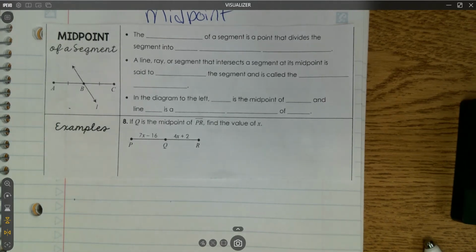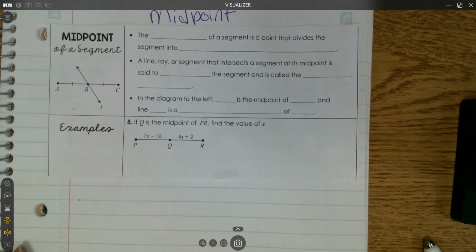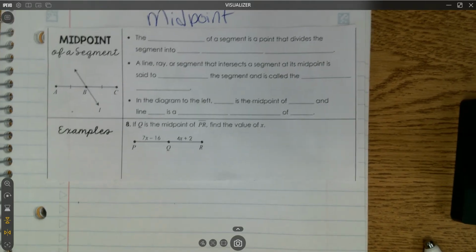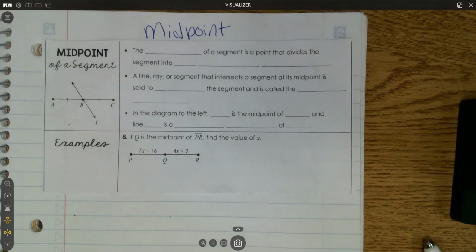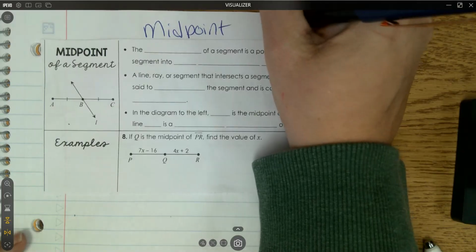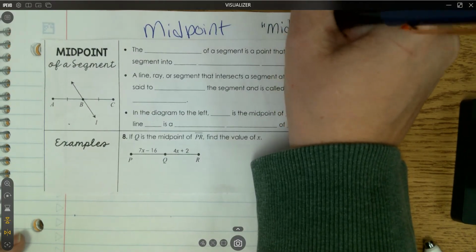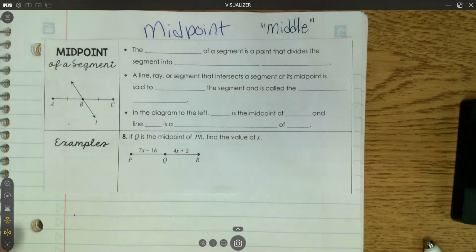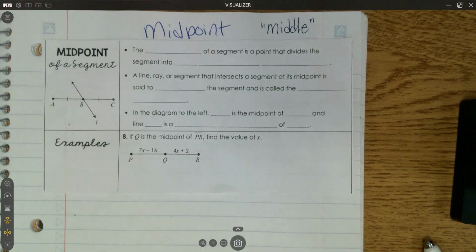Right, you guys, in this video we are going to be talking about segments and midpoints. I was looking at the wrong screen, sorry. And a midpoint of a segment. So mid, just like you think, is middle. Okay, and point, obviously, the point that's in the middle.